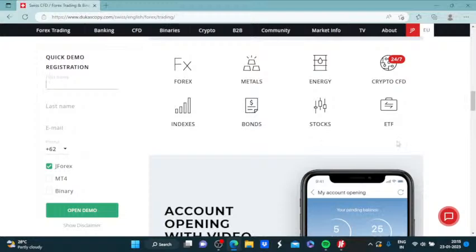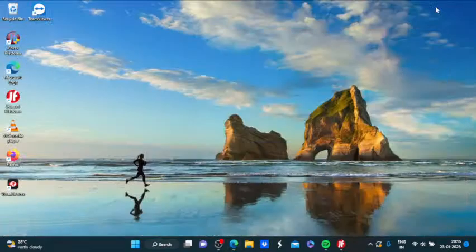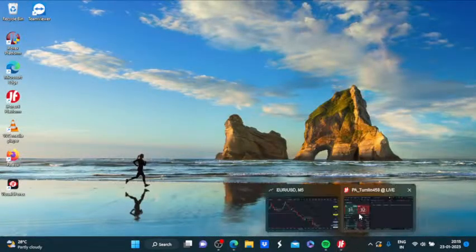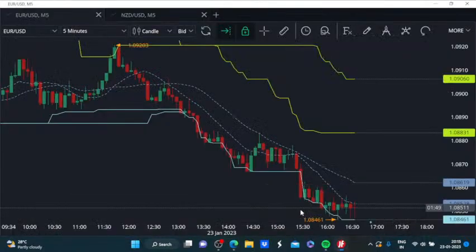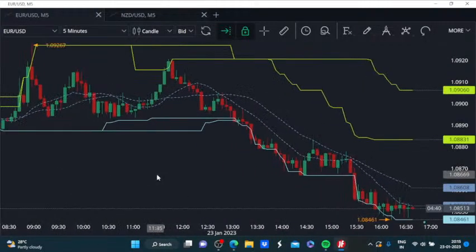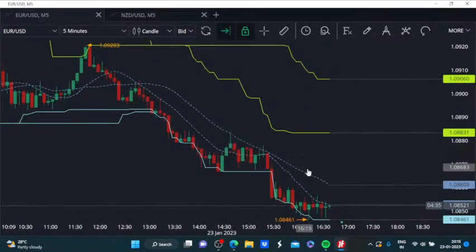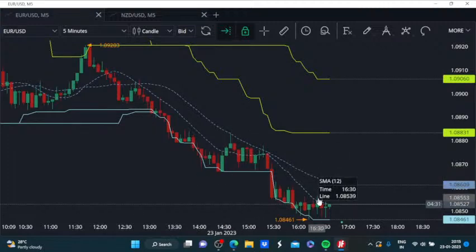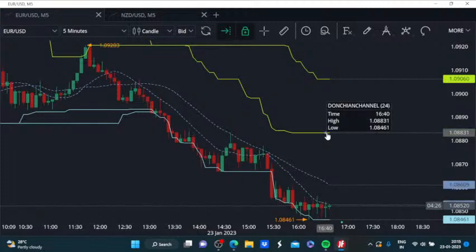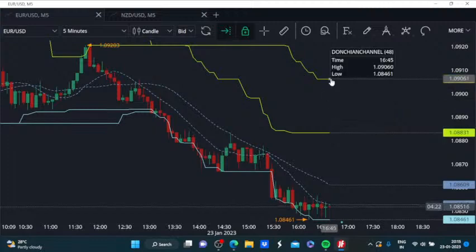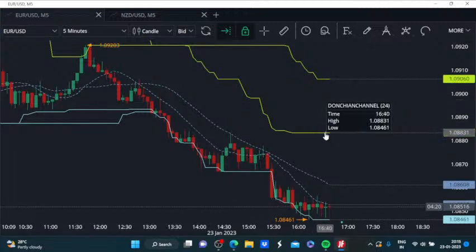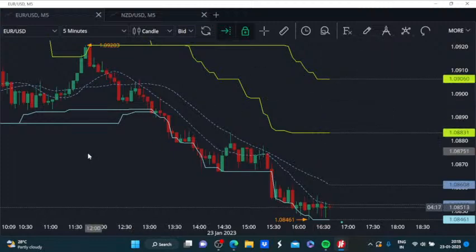So let us now head to the JForex 4, the newly released trading platform from the Dukascopy Bank SA. This is the EURUSD chart with the candle period defined at 5 minutes each, and I have added these SMA 24 and SMA 12 to look at the average price prevailing over the last 1 hour and 2 hours respectively. And this is the Donchian channel band with a 24 and 48 hour combination to get us the range of the last 2 hours and 4 hours respectively.